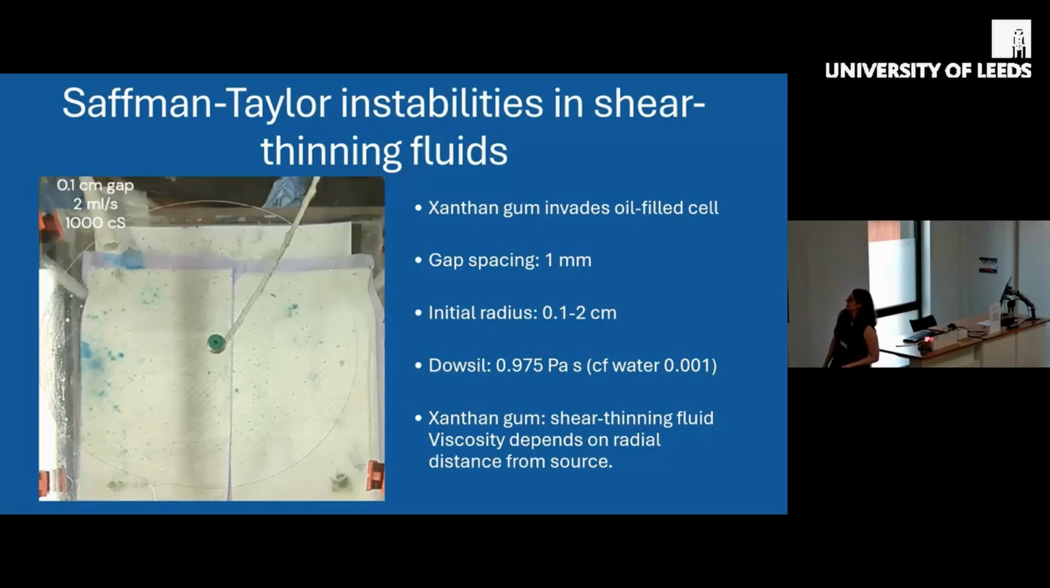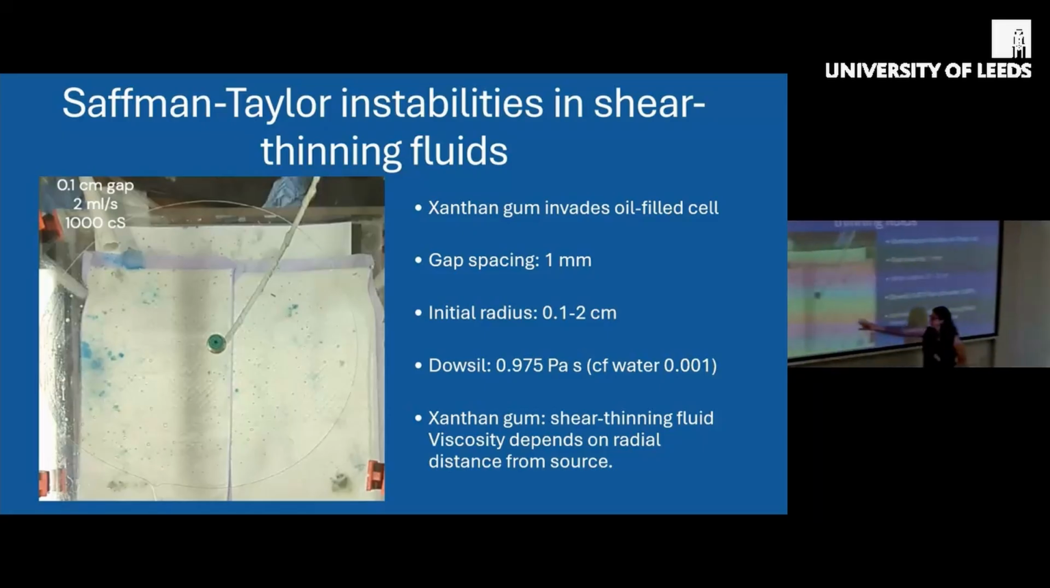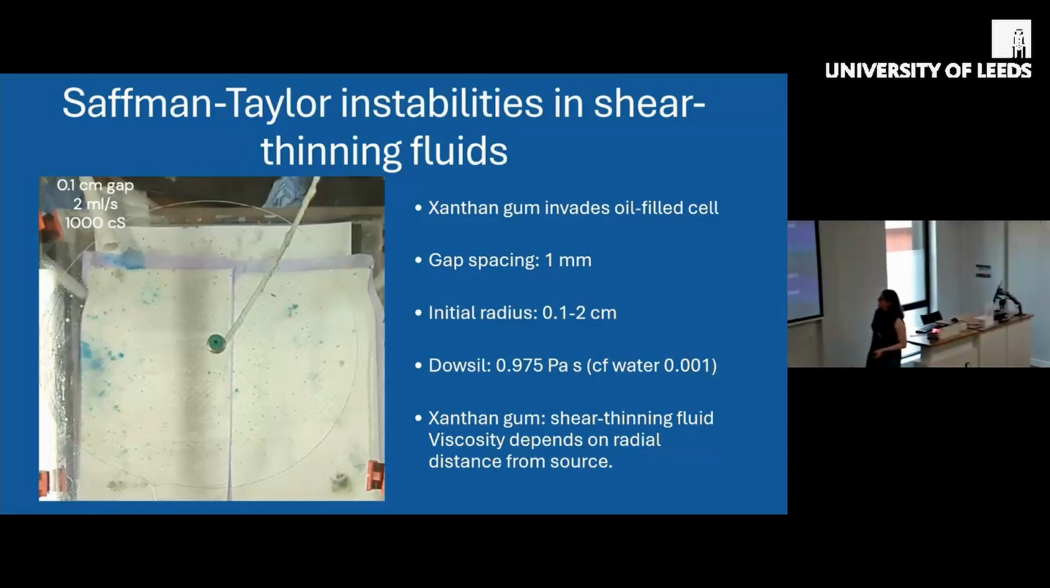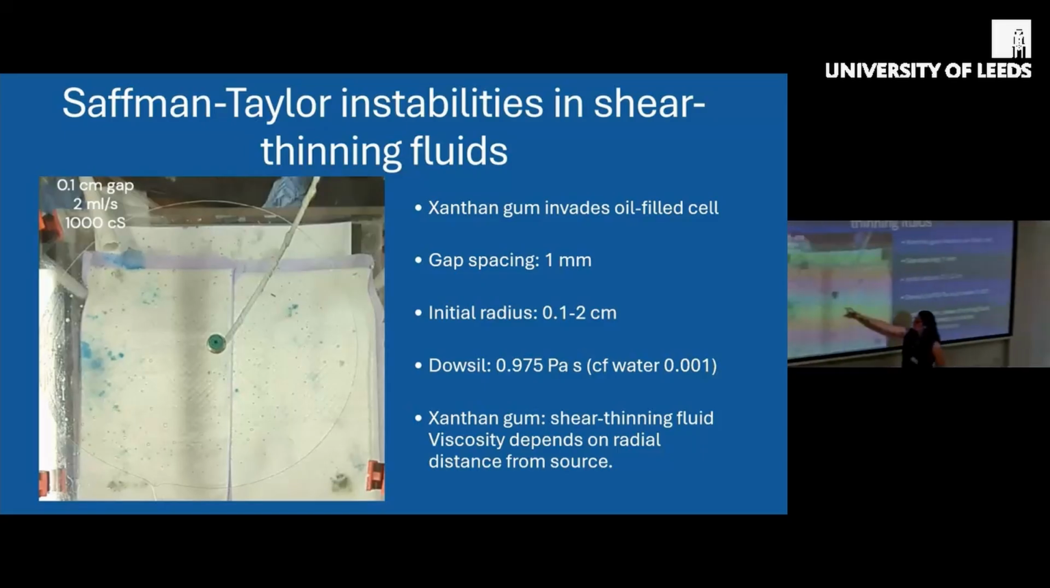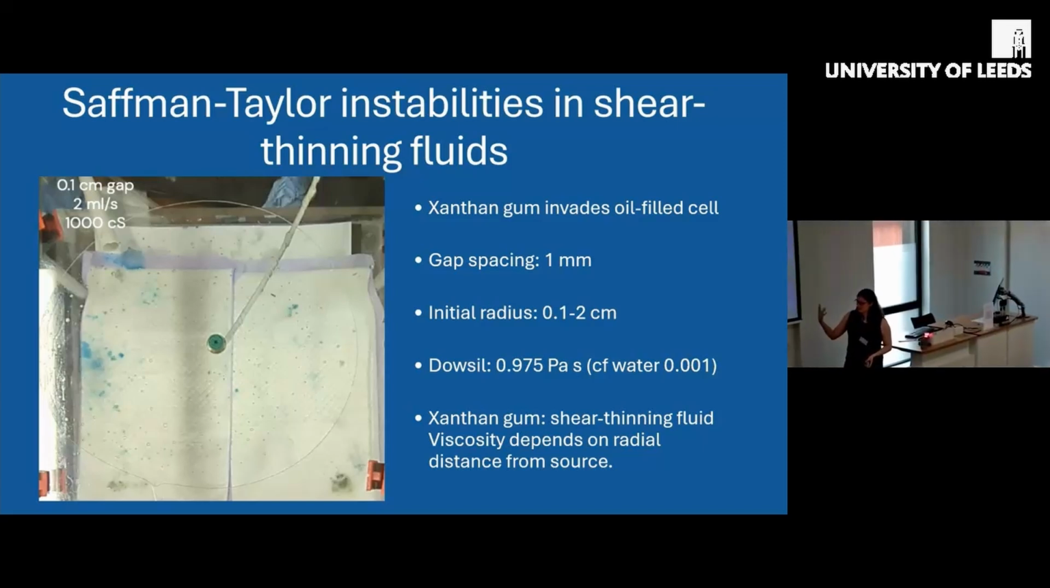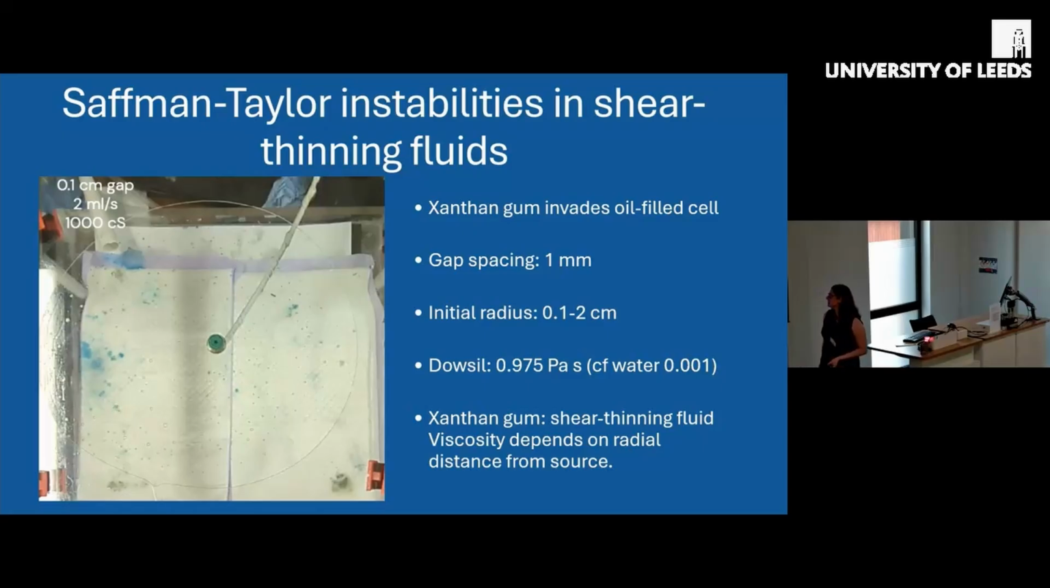So here is an experiment where this clear liquid is silicone oil, it's very viscous. It's got a viscosity about 1,000 times greater than water, so that just gives you an idea. This blue little circle here, maybe quite hard to see, that's xanthan gum. It's a shear-thinning fluid. I'll explain more about its properties later and why it's important that it's shear-thinning in this case as opposed to another Newtonian fluid.